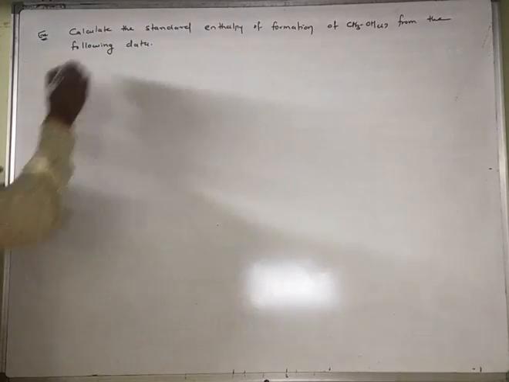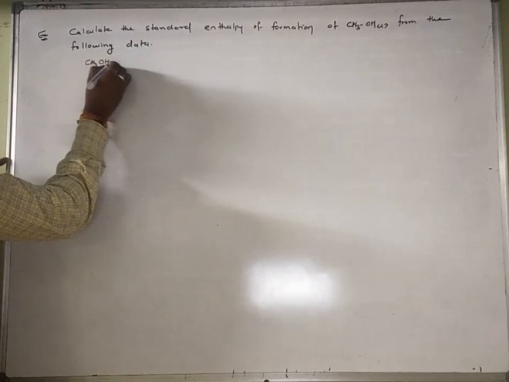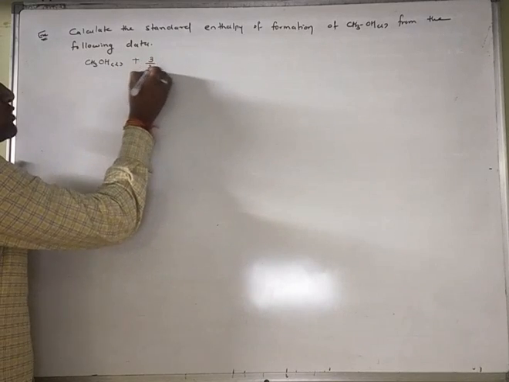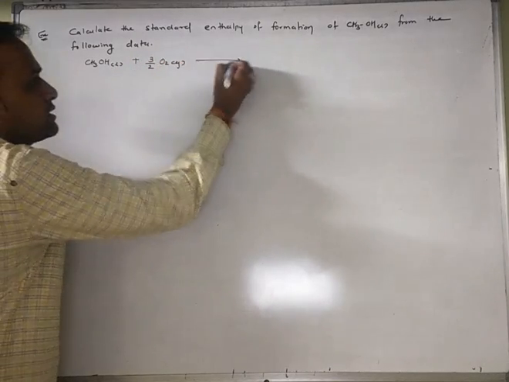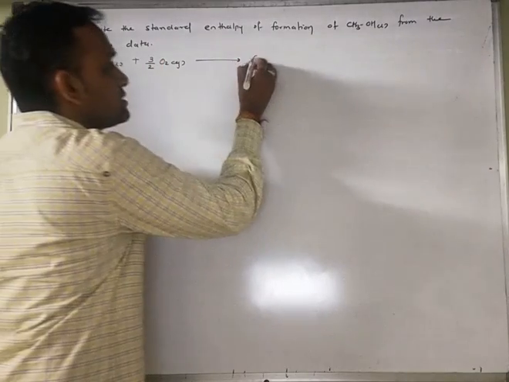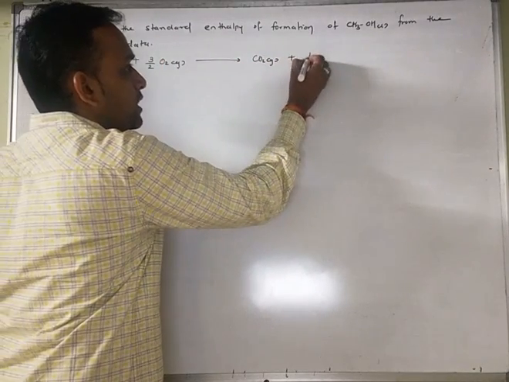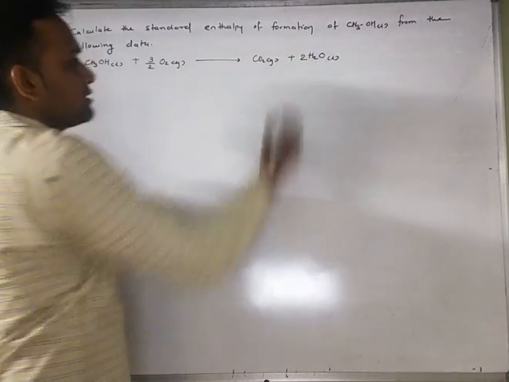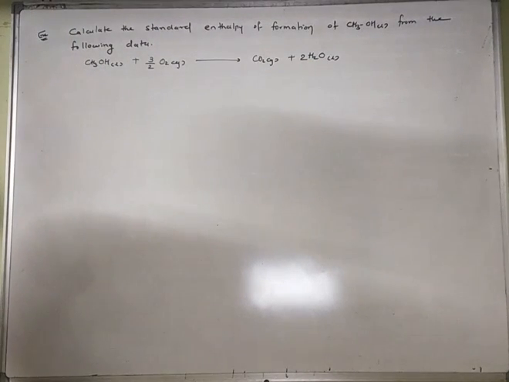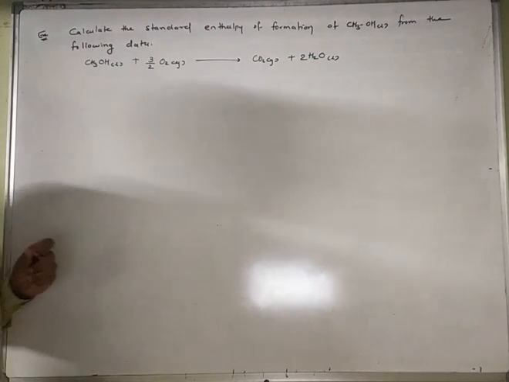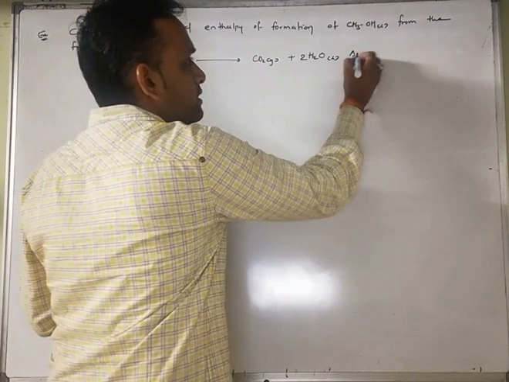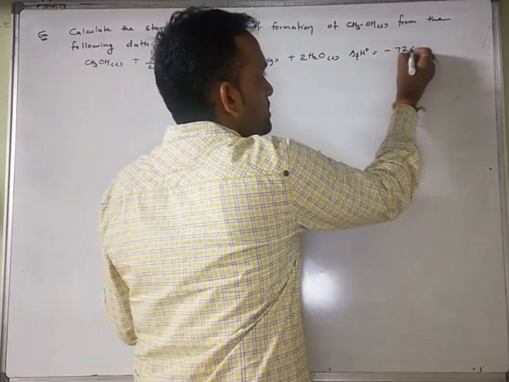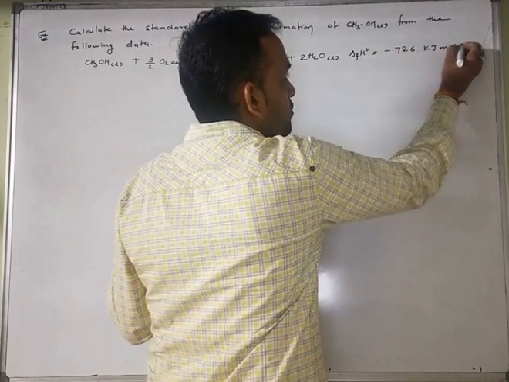चलो देखते हैं. यहाँ पे CH3OH, it will be in the form of liquid, plus 3/2 O2 gas gives CO2 plus H2O liquid. Understand? तो इसको बैलेंस करो. चलो ये रिएक्शन है एंड यहाँ पे इस रिएक्शन की फॉर्मेशन एंथैल्पी दी गई है, -726 किलो जूल मोल इनवर्स.